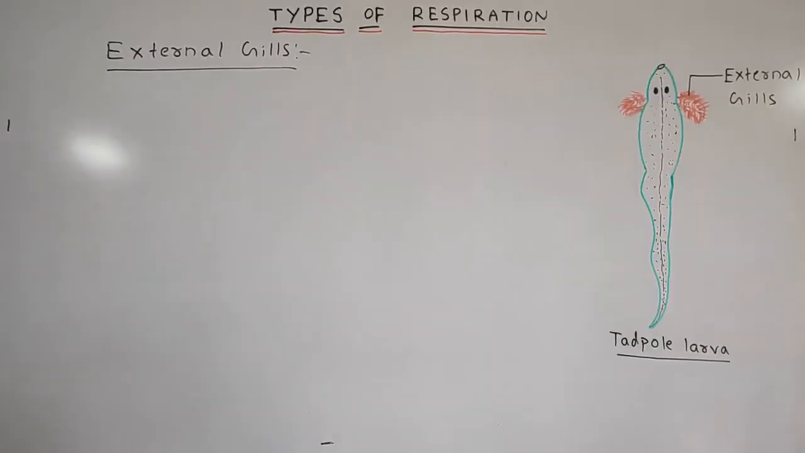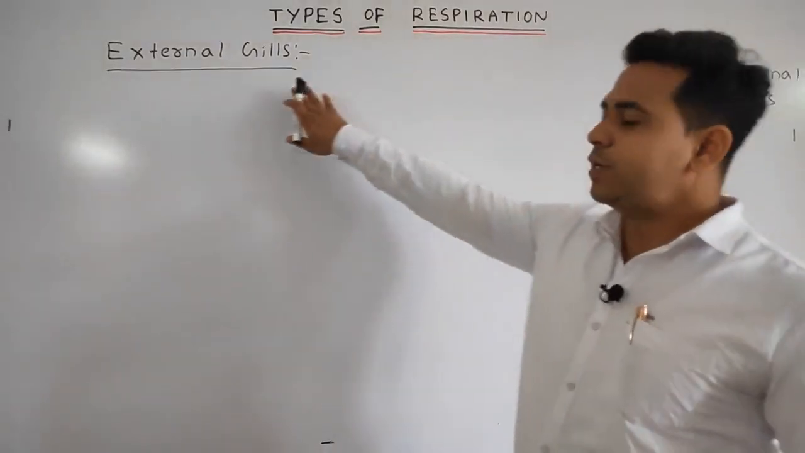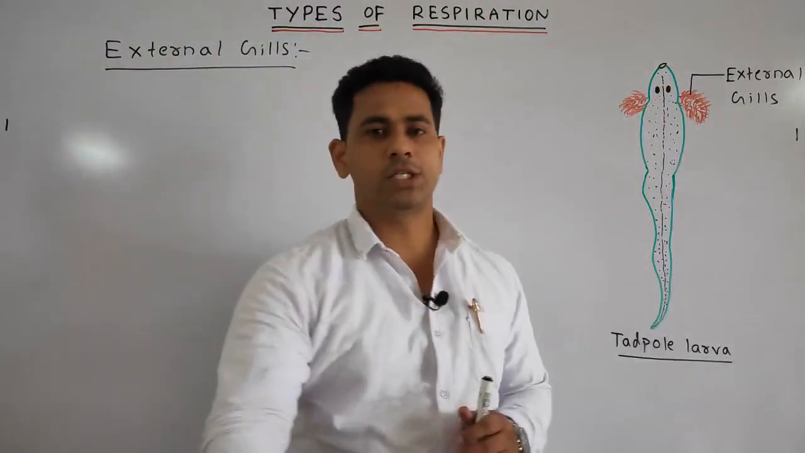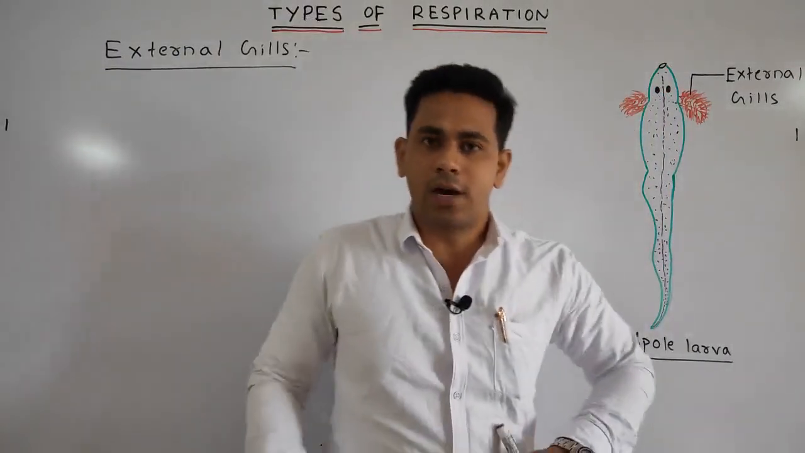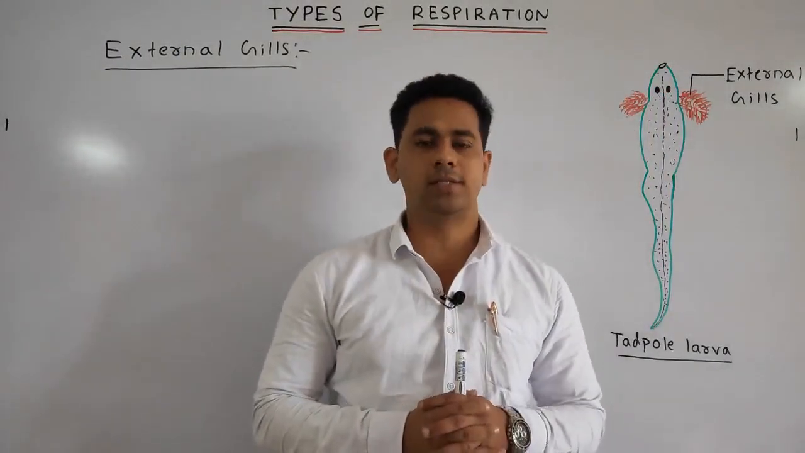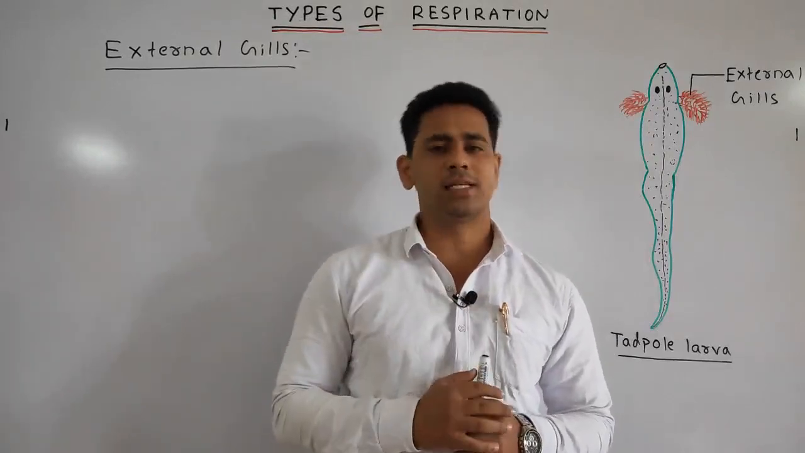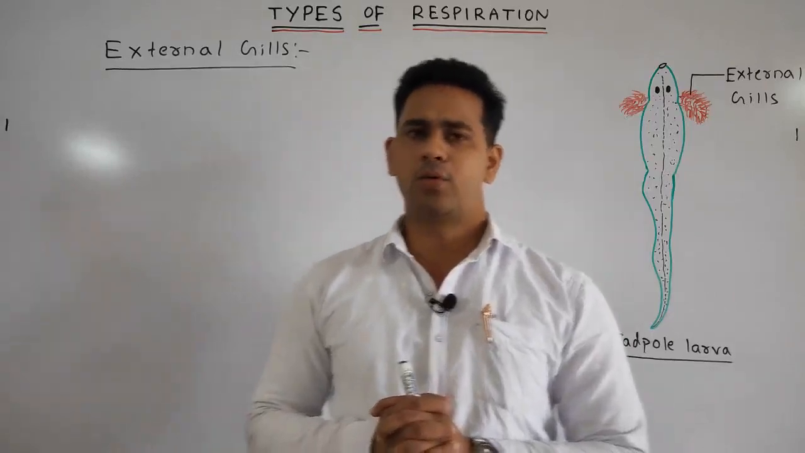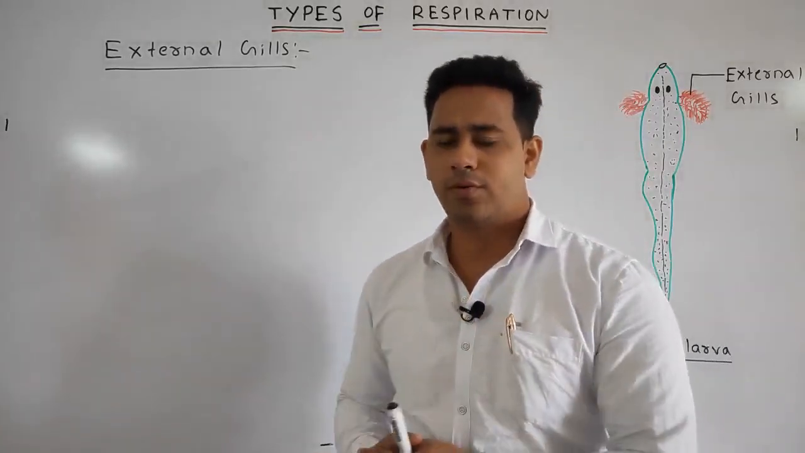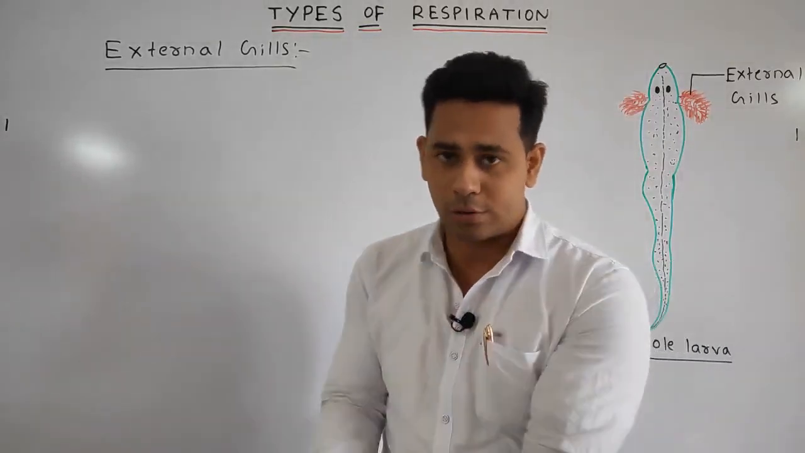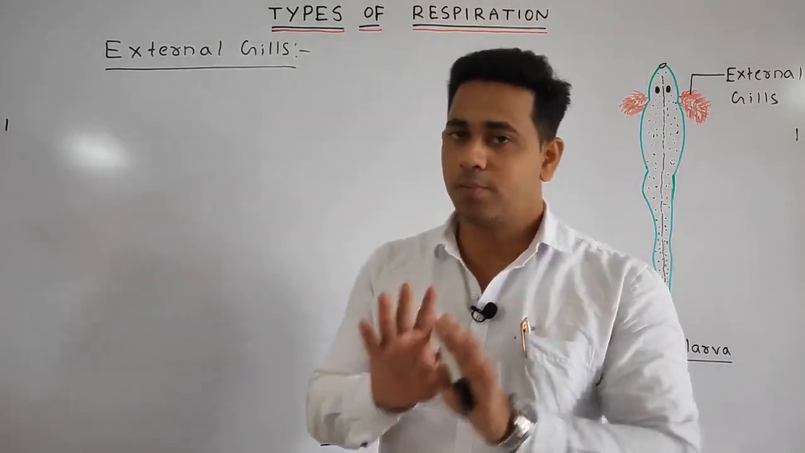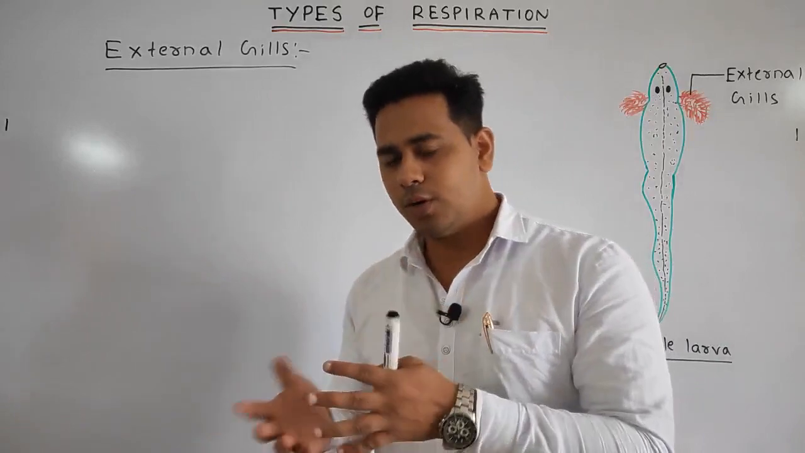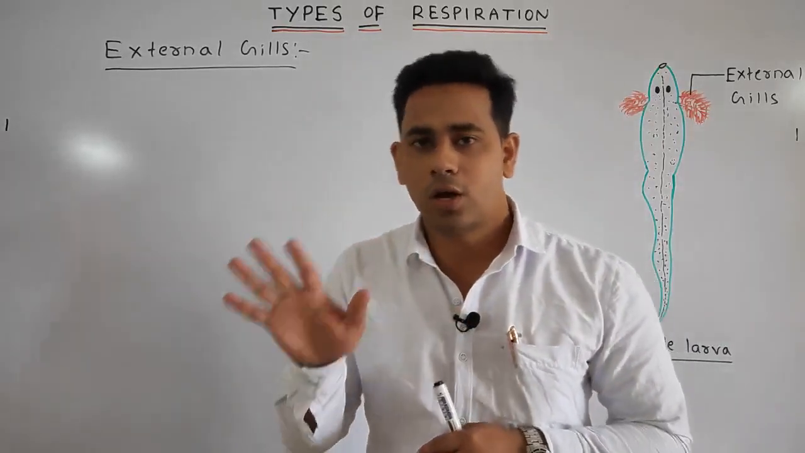Now students, come to one type of gills, that is your external gills. As we discussed, the gills are of two types, external gills and internal gills. The external gills are open to outside and have no covering. These are open to outside and are visible from the outside, and these are not covered.